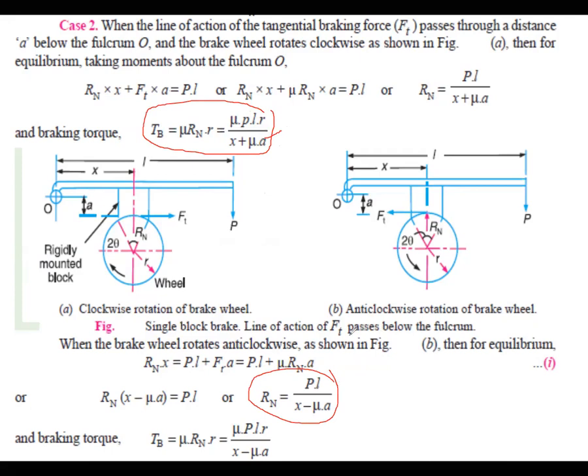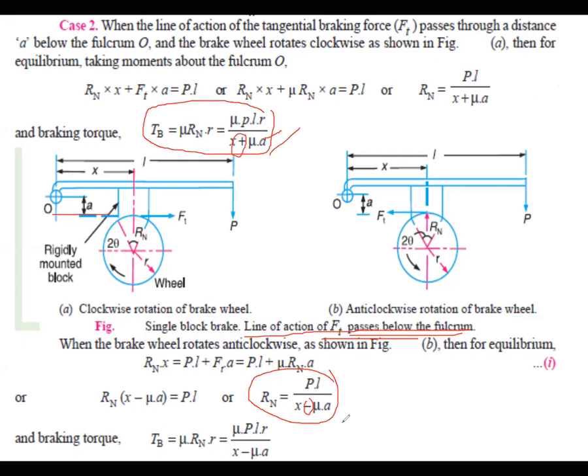Below the fulcrum, you can see that. The line of action of the tangential force passes below the fulcrum in one case, and above the fulcrum in the other. So these two formulas are there. This is one formula with a plus here and a minus here. That is the only difference when case 2 is taken.